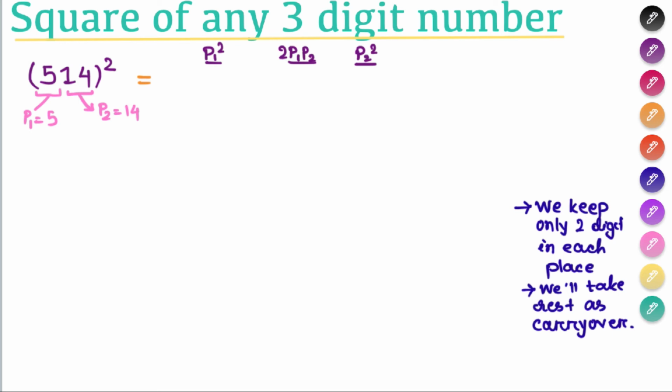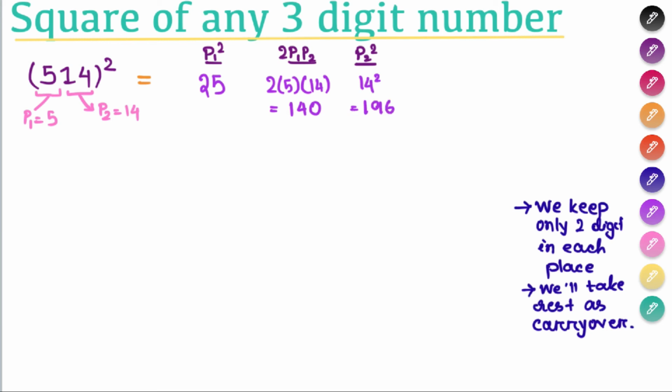So what we do? The first step is we find P1 square, which is 25, that is 5 square. Then 2 P1 P2, that is 2 into 5 into 14, which is equal to 140. Then P2 square, that is 14 square, which is equal to 196.